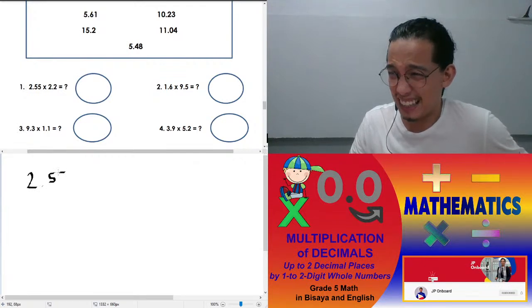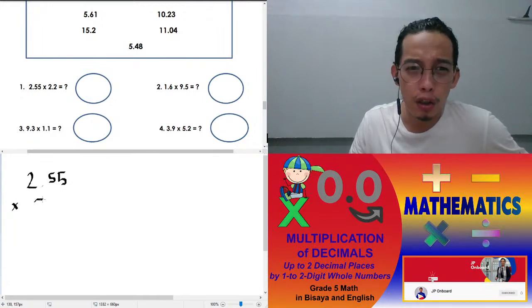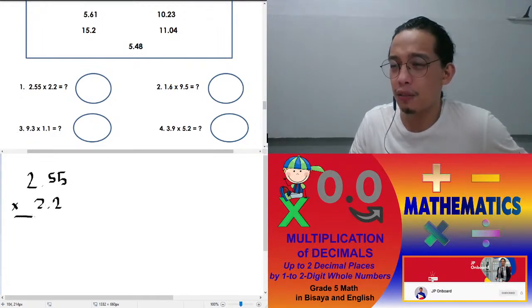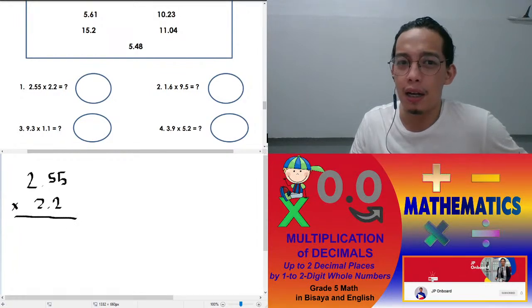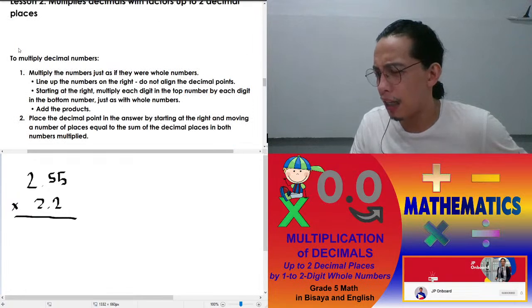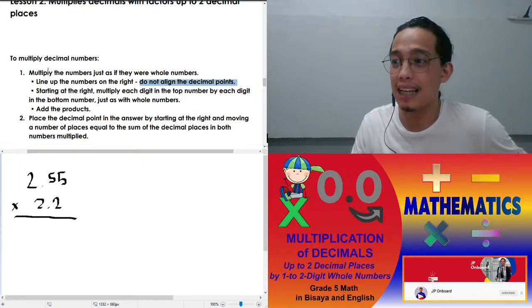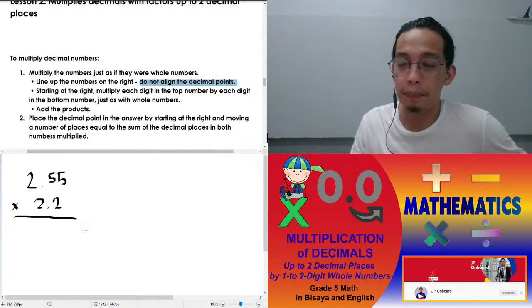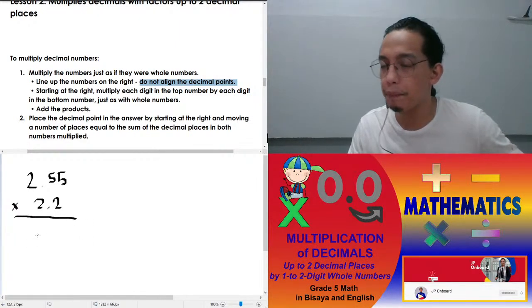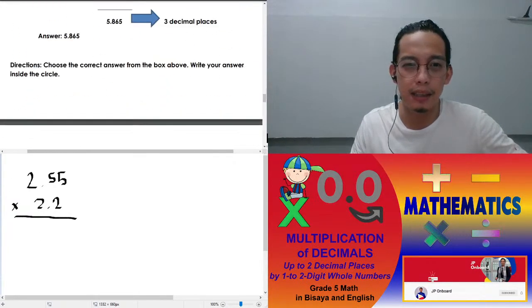This is number 1. 2.55 times 2.2. Again, they don't need to align the decimal points as mentioned here. Do not align the decimal points. It's okay. Just multiply each digit by each digit in the bottom number just as with whole numbers. So we'll multiply it as if they're whole numbers. Okay, let's go back to this activity.